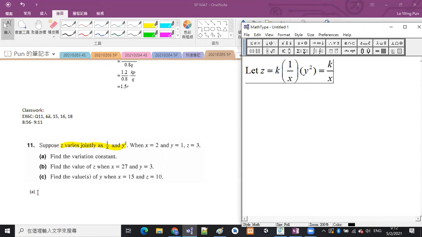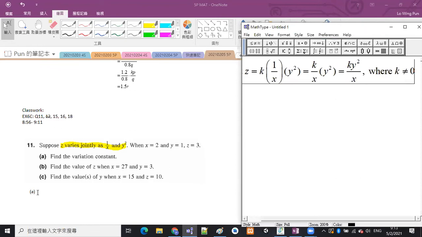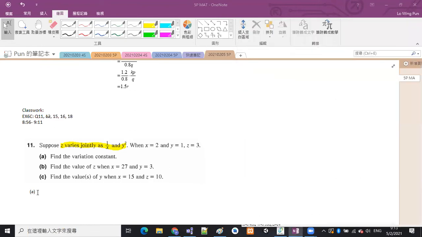K times 1 over x and then times y squared. Okay, and the y square is also like this. Y square is multiplying the fraction here. When a number is multiplied to a fraction, the number should be multiplied to the top part of the fraction. So it should be equal to k y square over x. Okay, so z is equal to ky square over x, where k is not equal to 0. This is the first line.